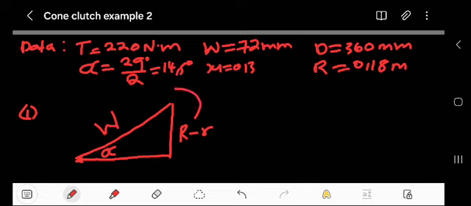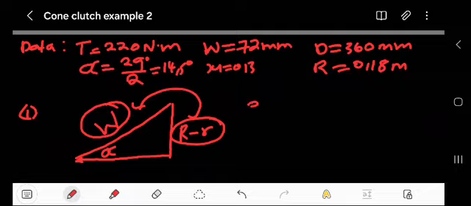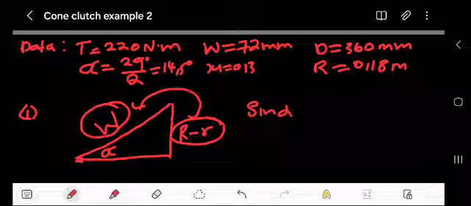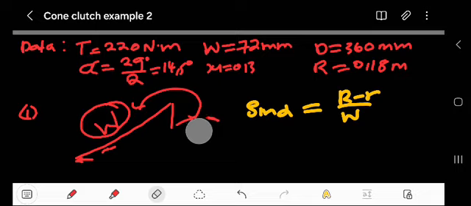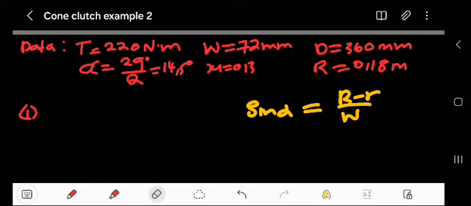We have the opposite side and the hypotenuse. What is that? It is simply sine of that angle. Sine is opposite over hypotenuse, whereby opposite is R minus r, over hypotenuse, which is width. So actually the formula you're supposed to know is this one. If you know that formula, there will be no need to use this triangle. That is the formula you're supposed to use. Actually, you must know it when you have a width.